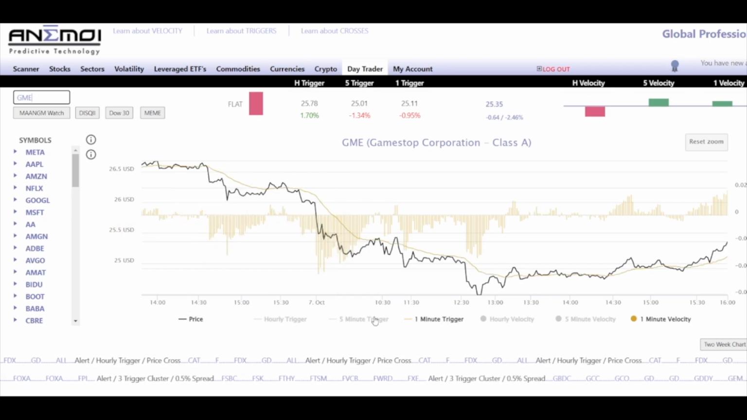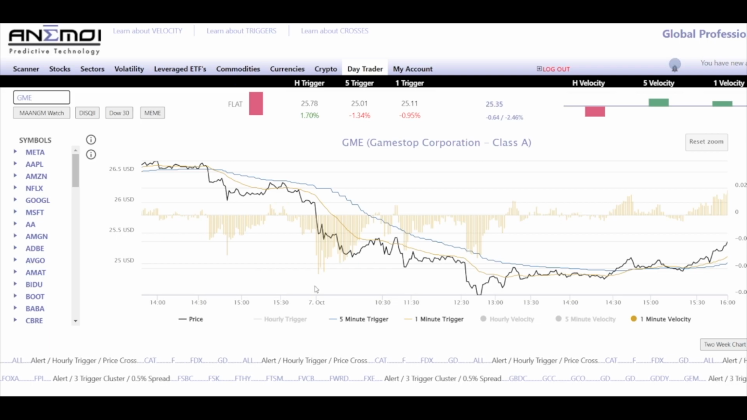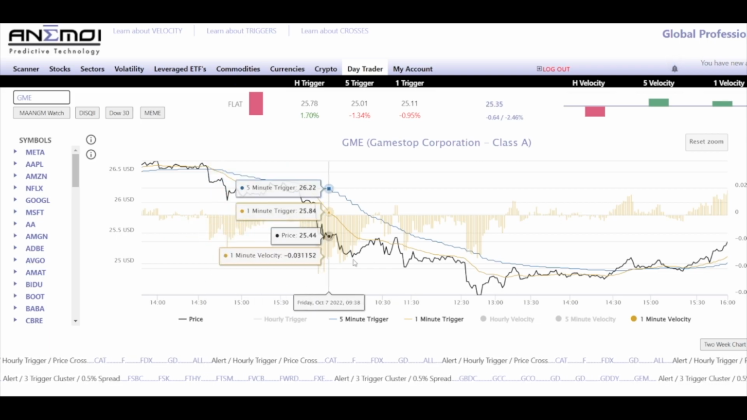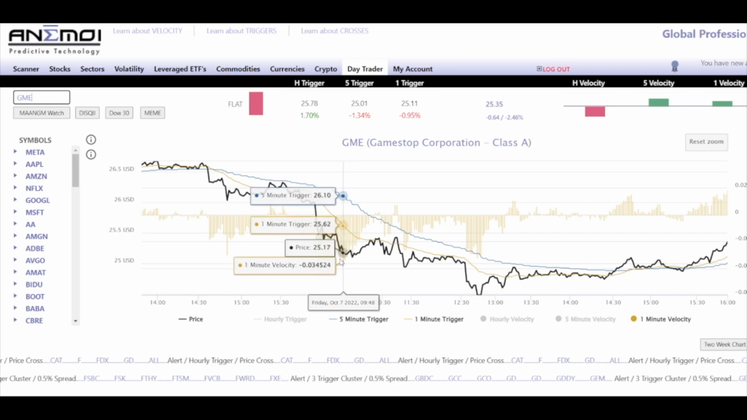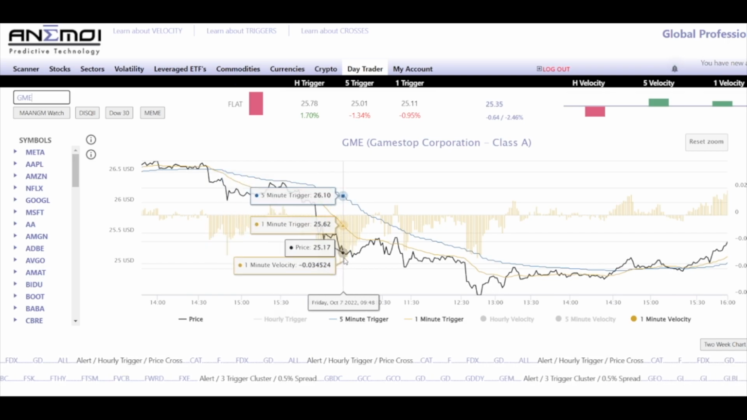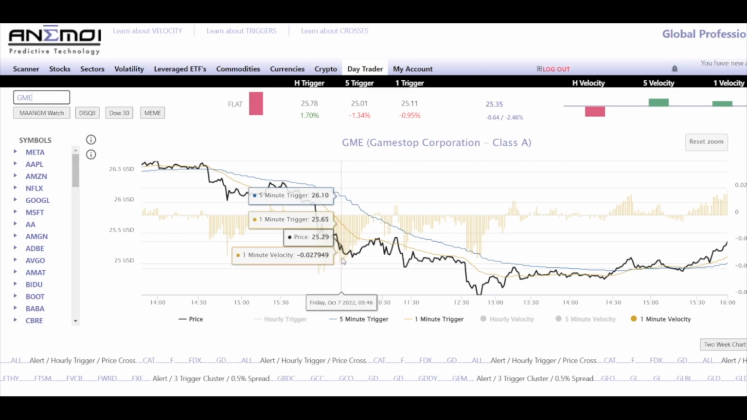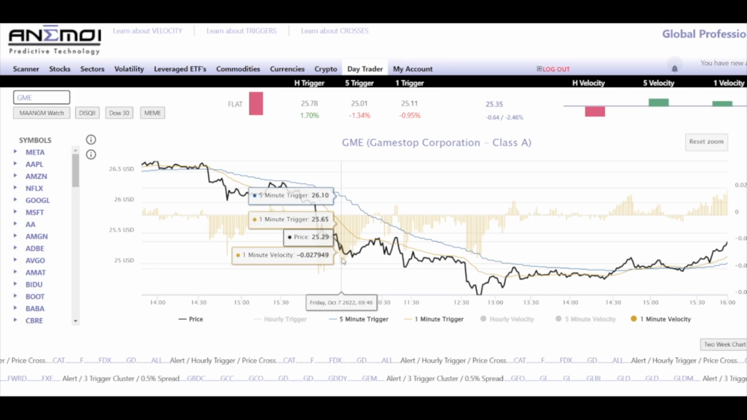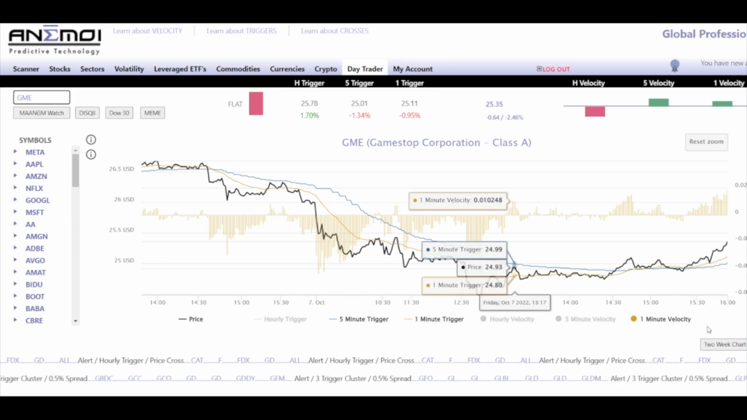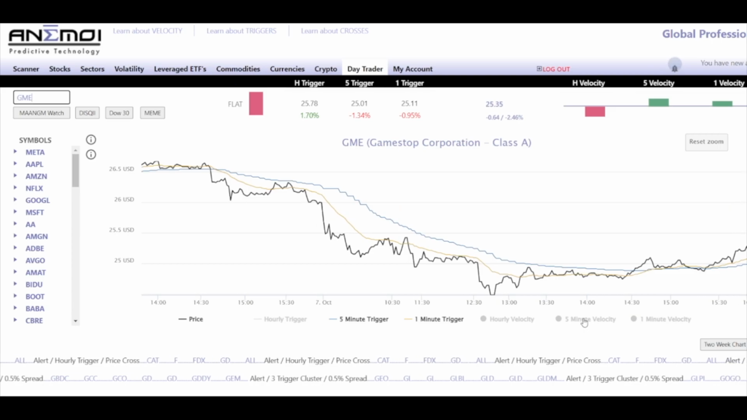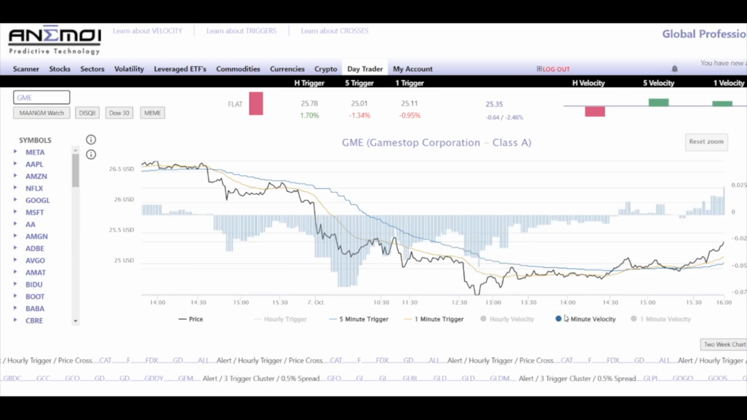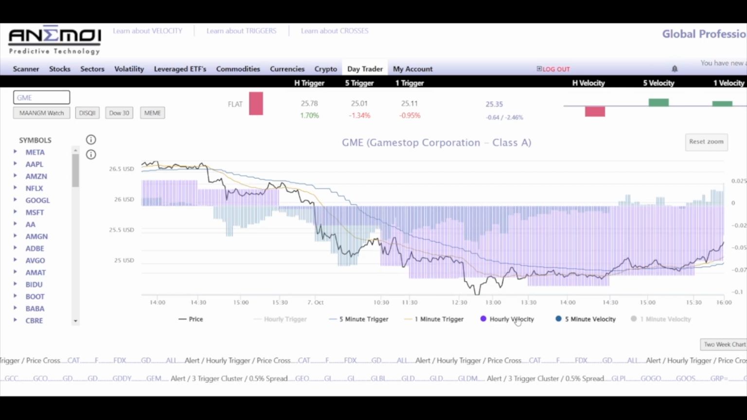Bring back the 1 and the 5 minute triggers. And now you can see something interesting over here. When price makes this new low, the 1 minute velocity does not make a new low. So right here is when the sell program starts losing steam. And the rule of Nimoy is once you have 3 divergences on any time frame, whether this is the 1 minute velocity or the 5 minute velocity or the hourly velocity, it's all the same rules.